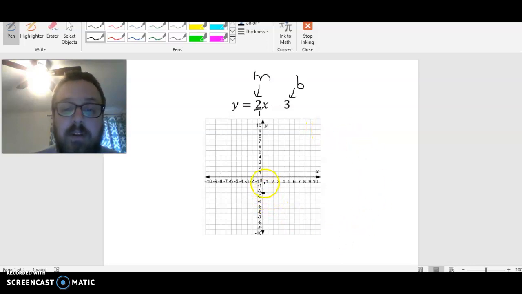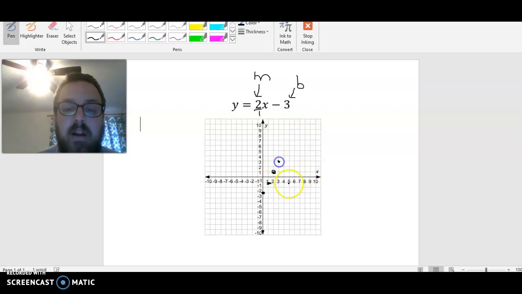So I'm going to go up 2 over 1, put a point. Up 2 over 1, put a point. Remember, the top number, the numerator, tells us up and down. The denominator tells us to go to the right. I'll go up 2 to the right 1.